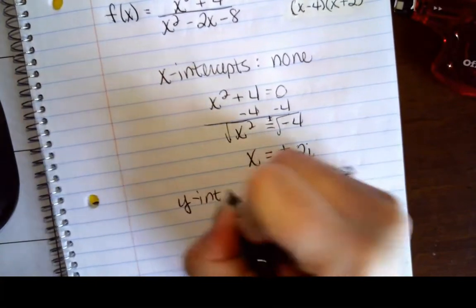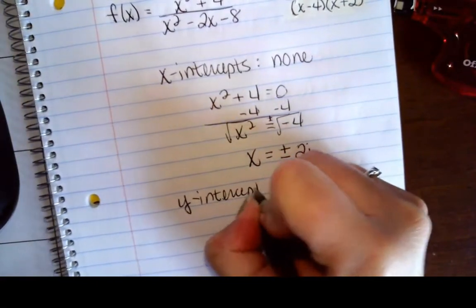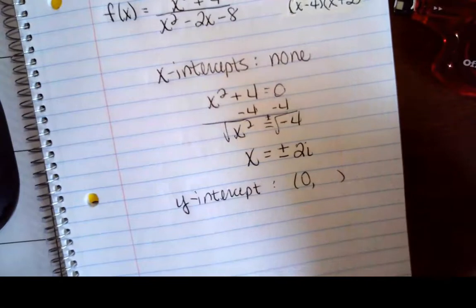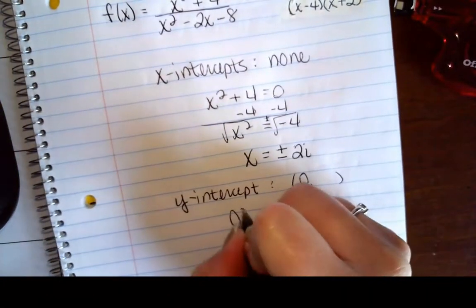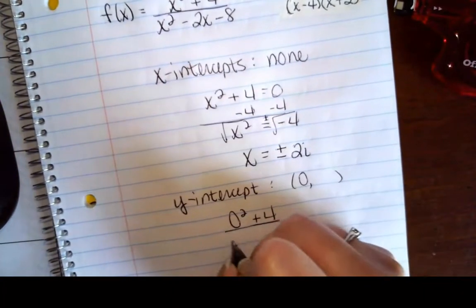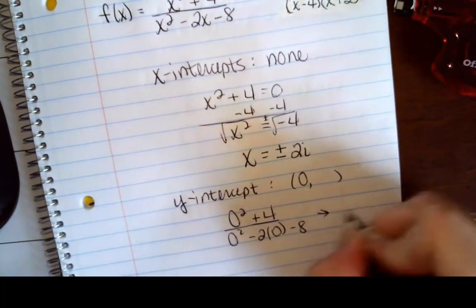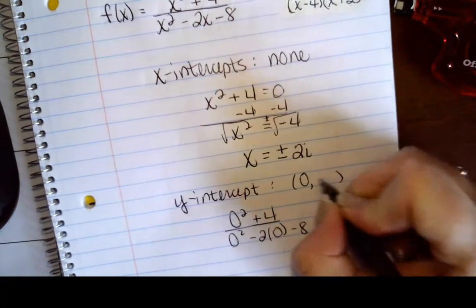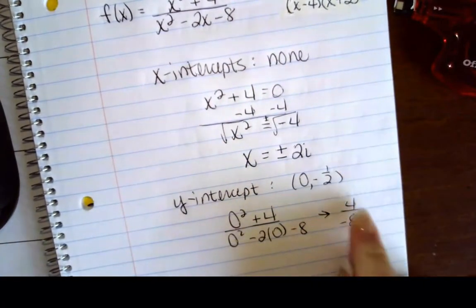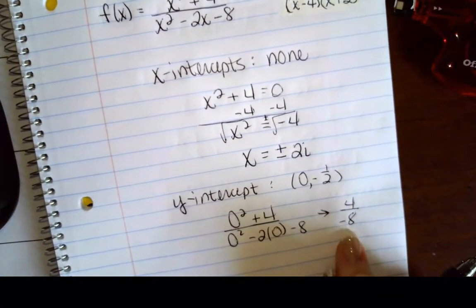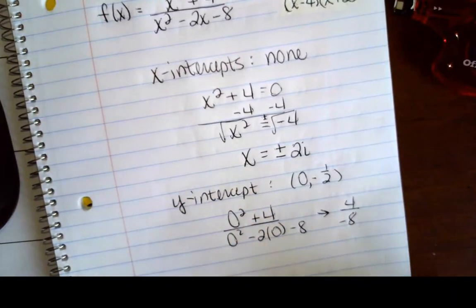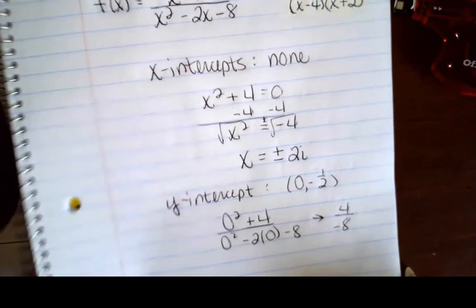So my y-intercept, I am going to evaluate at 0. So I get 0 squared plus 4 over 0 squared minus 2 times 0 minus 8, which gives me 4 over -8, which reduces to -1/2. So I've got a y-intercept at -1/2.